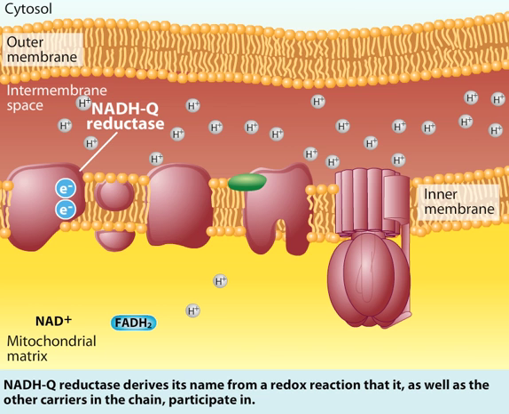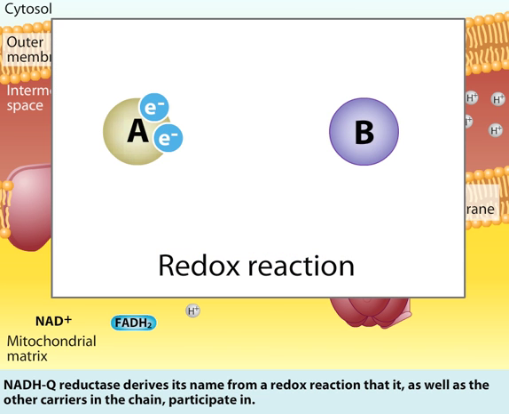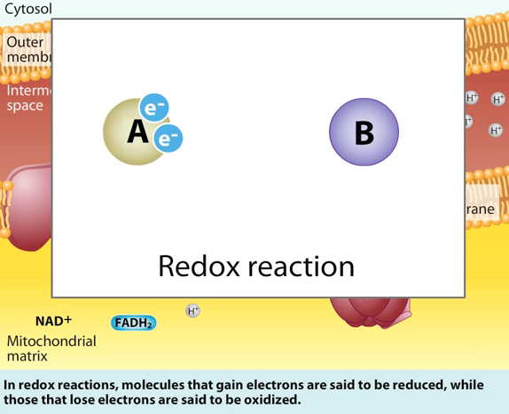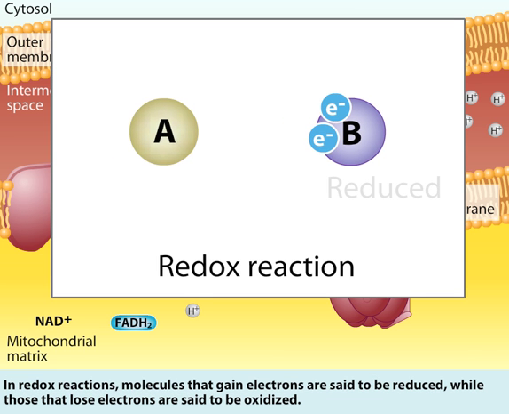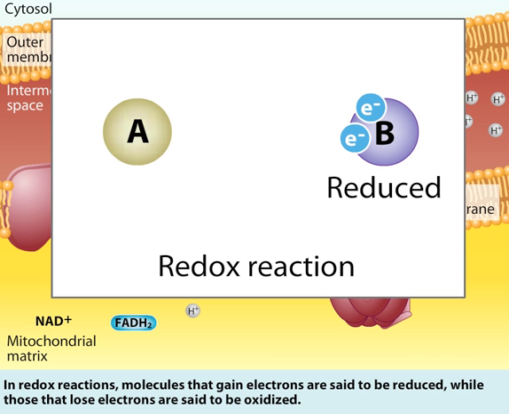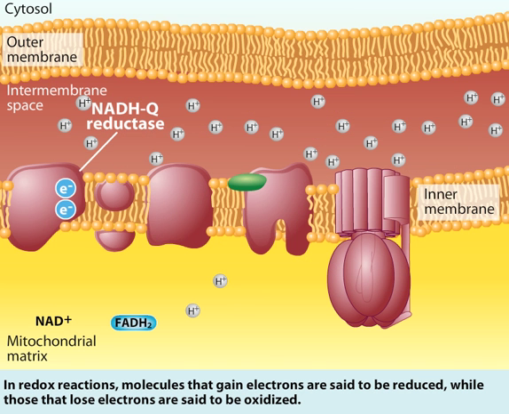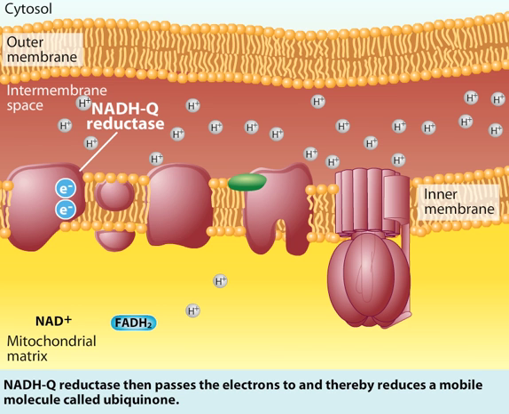NADH-Q reductase derives its name from a redox reaction that it, as well as the other carriers in the chain, participate in. In redox reactions, molecules that gain electrons are said to be reduced, while those that lose electrons are said to be oxidized. NADH-Q reductase then passes the electrons to, and thereby reduces, a mobile molecule called ubiquinone.